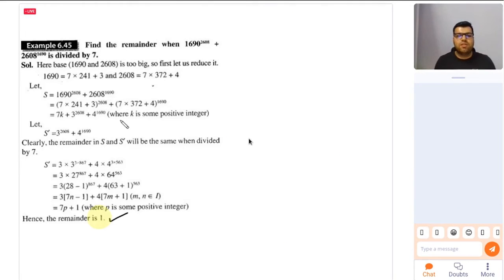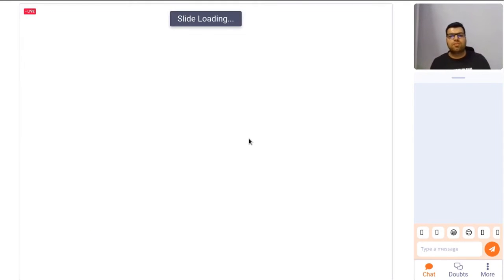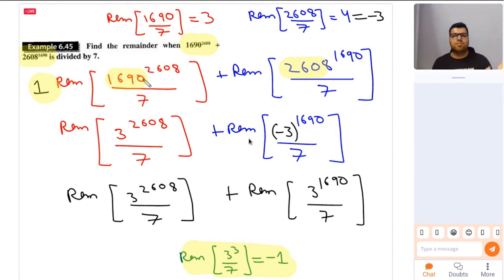So here also you see, first let me explain my method again. So simple thing, we know the approach. So first I use the property that the remainder is distributive. This is the answer. Let me write it above so that there is no confusion. 1. Okay, so first I use the property that remainder function is distributive. So I broke it into 2 parts, broke the number into 2 parts. Then I replaced 1690 with its remainder with 7 and 2608 with its remainder with 7. Instead of 4, I took it minus 3 because I knew that 3 cube by 7, the remainder is minus 1. So that is why I kept it as minus 3 instead of 4. Then this became remainder of 3 raised to power 2608 plus remainder of 3 raised to power 1690 by 7.